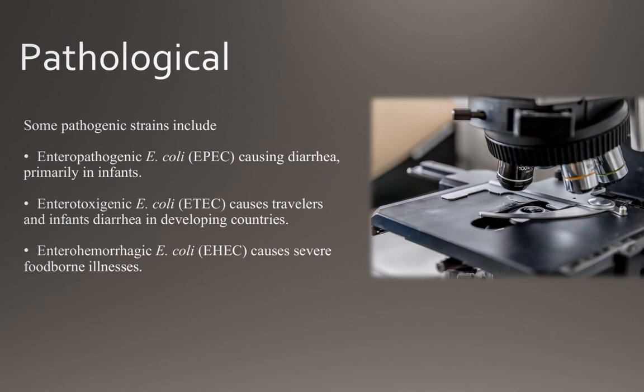Some pathogenic strains of E. coli include enteropathogenic E. coli, enterotoxigenic E. coli, and enterohemorrhagic E. coli. Enteropathogenic E. coli causes diarrhea primarily in infants. Enterotoxigenic E. coli causes travelers' and infants' diarrhea in developing countries. And enterohemorrhagic E. coli causes severe foodborne illnesses.